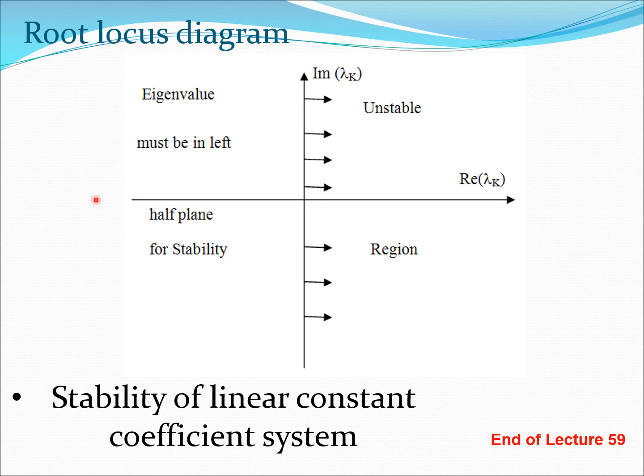Now, whatever is in the left half plane is stable. That's very important to remember. And whatever is in the right half plane is unstable. So if you do the calculation for a system, find the eigenvalues of the A matrix and all of them lie on the left half plane, then you have a stable system. And if a single one of them has come into the right half plane, you have an unstable system. So that's a very easy check for stability of linear constant coefficient differential equations.